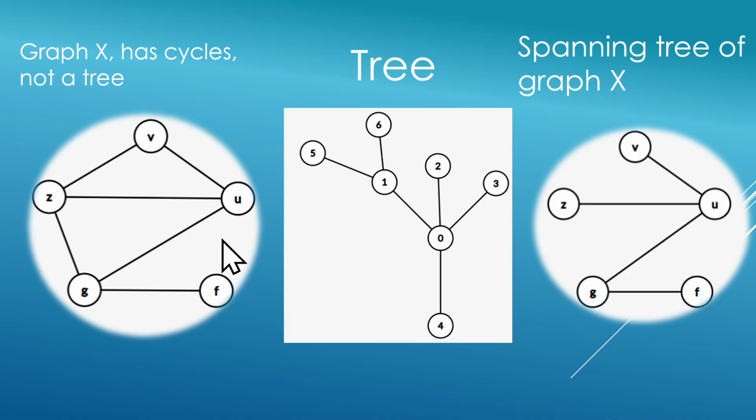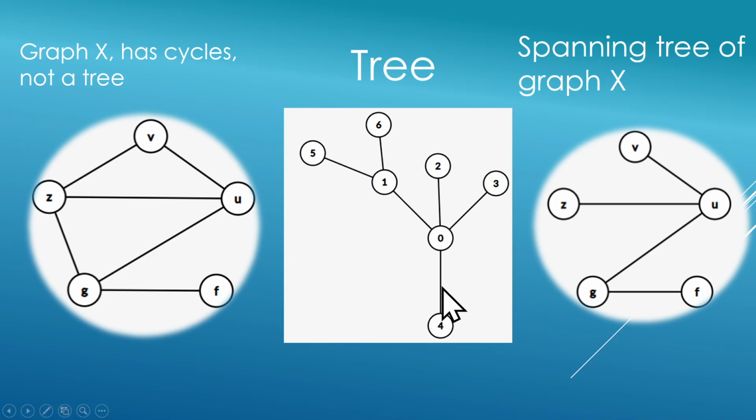And so if we were to look here at some examples, we have our graph of X that we'll be looking at today, and it has cycles. So you could go from V to Z to U back to V without traversing over the same edge. That's what we would define as a cycle. So it has cycles. It's not a tree.